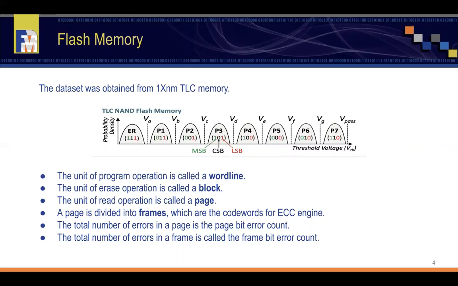Now I'll go over a few terminologies. A unit of program is called a word line. The unit of erase is called a block. The unit of read is called a page. And pages are further divided into frames, which form the unit for ECC engines, otherwise known as the codeword for the ECC. The total number of errors in a page is called the page bit error count, and the total number of errors in a frame is called the frame bit error count.